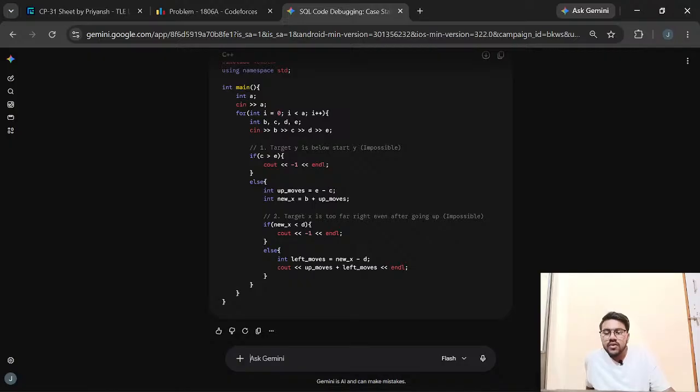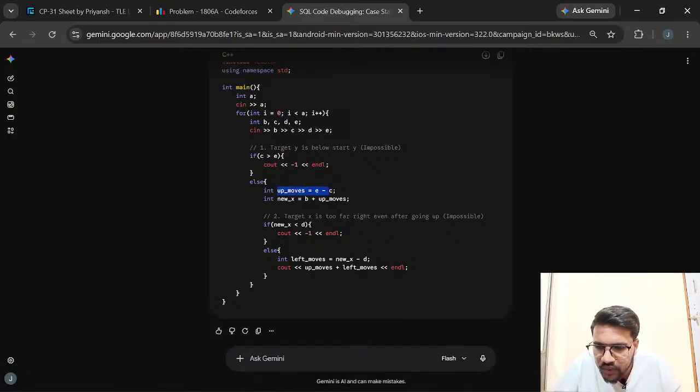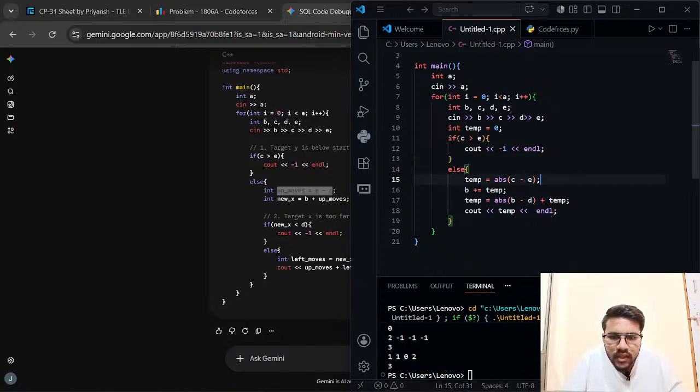We are doing that itself. Int upmoves. Okay, we have to add another move here. We have to add upmoves e minus c. Acha, upmoves we are calculating here. How much we have to calculate? Where we have temp temp.